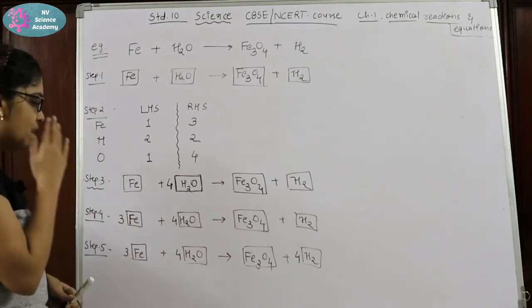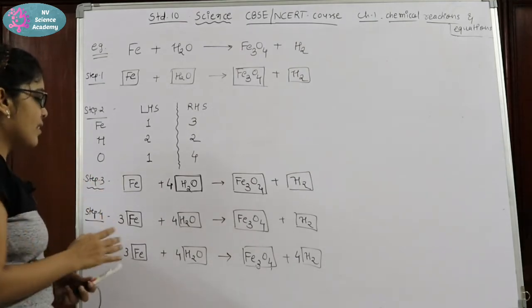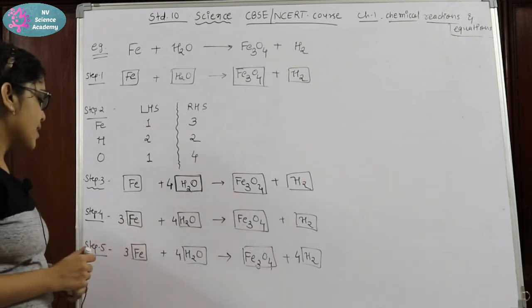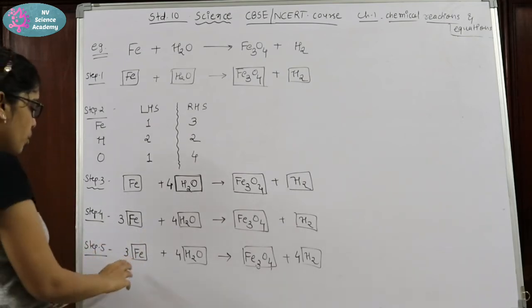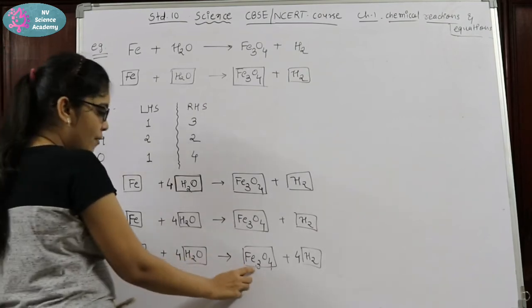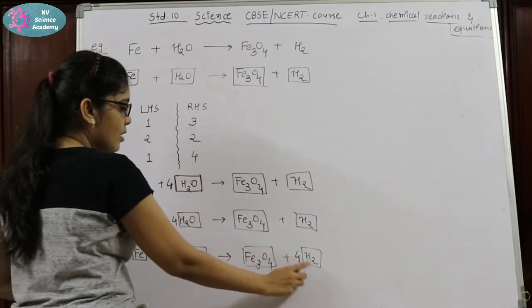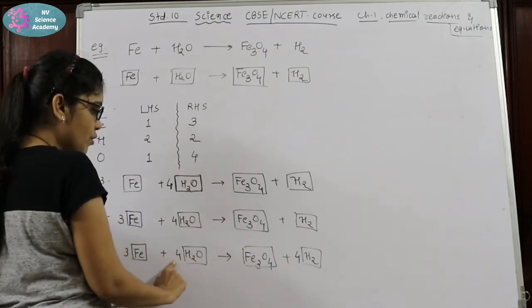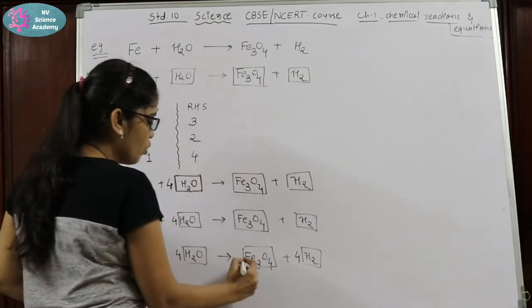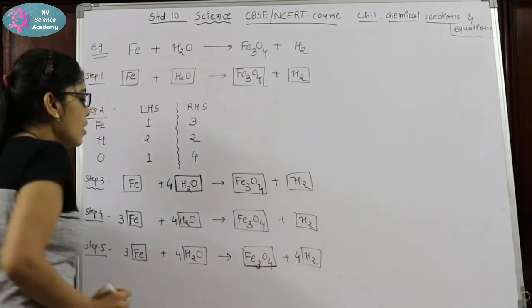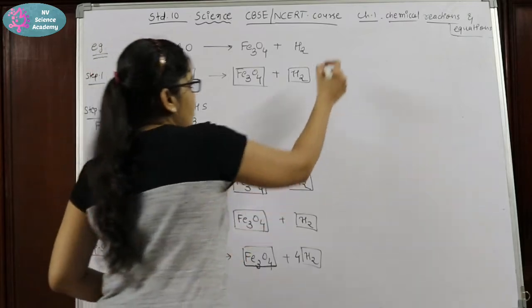At last we check whether every element is balanced or not. So here Fe is 3, Fe is 3. Hydrogen is 4 multiplied by 2, meaning 8. Here it is also 8. Oxygen is 4 and here oxygen is also 4. So our equation is balanced now. So what will be the next step?